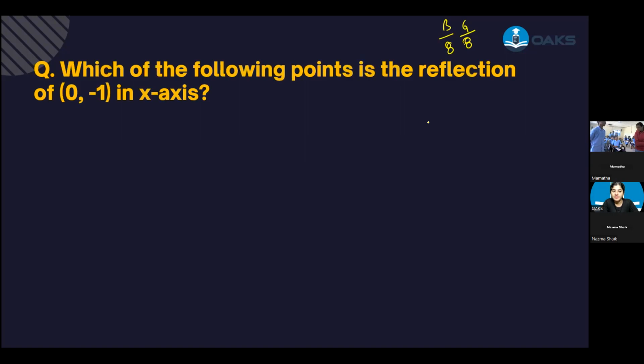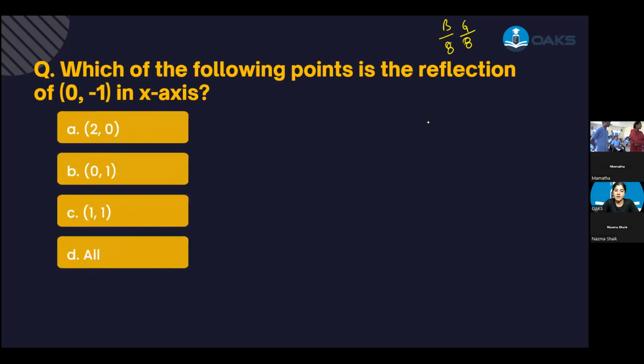So this is the question. Which of the following points is the reflection of 0, comma minus 1 in x-axis? Madam. Fingers, fingers, B, fingers. B, madam. Okay. You are saying B is the correct answer? So the point is 0, comma minus 1, that is here. In x-axis, it will be here, right? 0, comma 1, right? Okay, you both can sit down. The points are now 10 and 10.